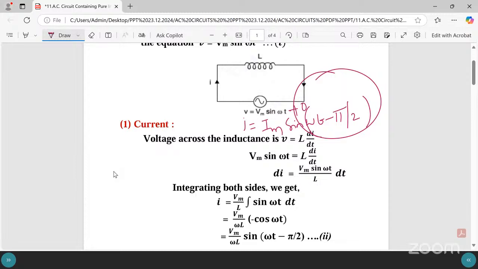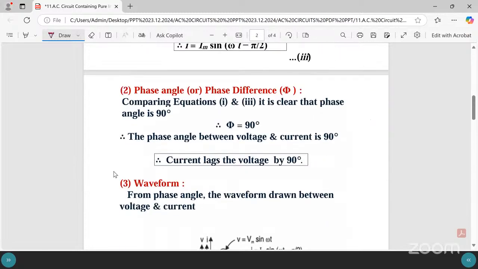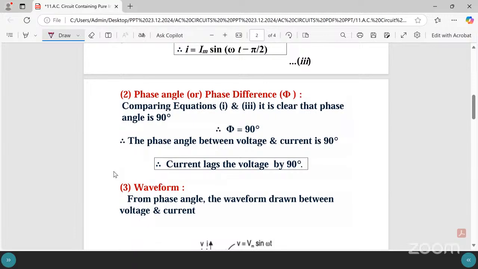Plus 0 minus pi by 2. The angle is 90 degrees. Confirmed, it is 90 degrees. This is the phase angle or phase difference. What is the angle? But we have minus 90. Minus indicates that it lags. The current lags the voltage. Current lags voltage by 90 degrees.